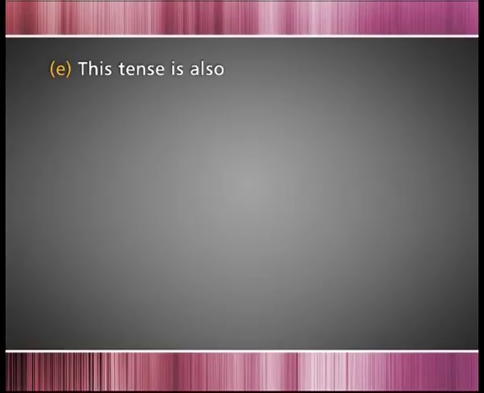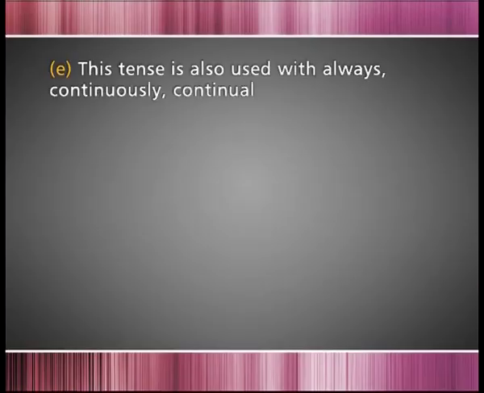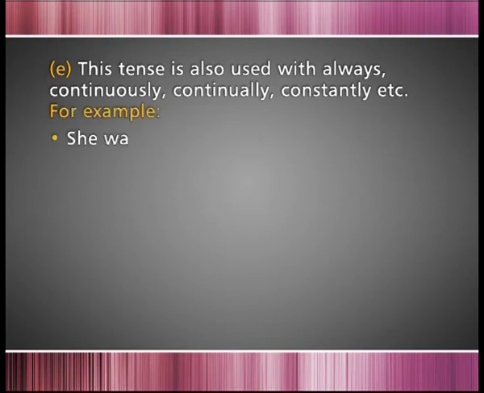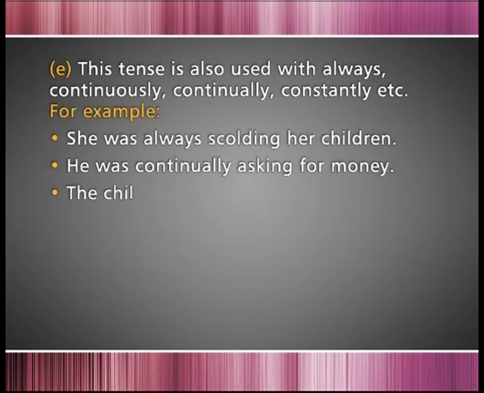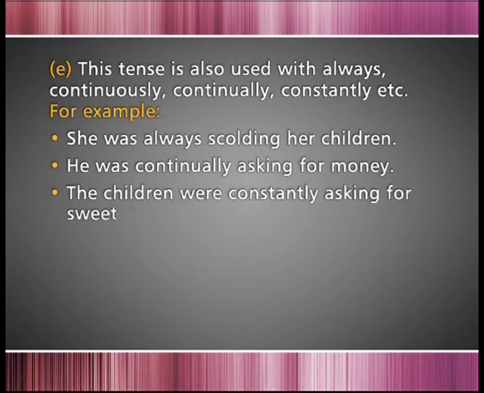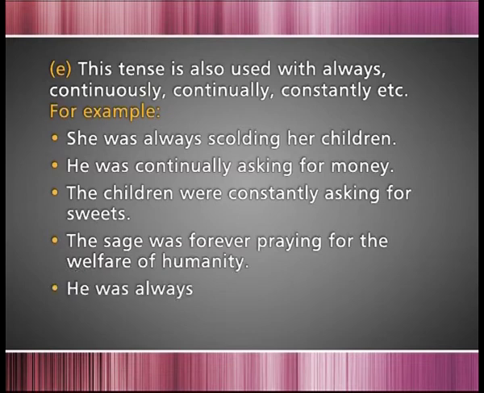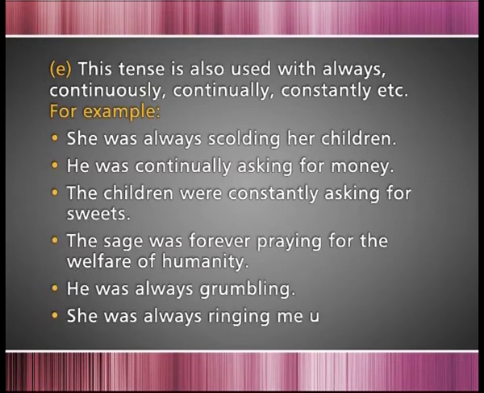E. This tense is also used with always, continuously, continually, constantly, etc. For example, she was always scolding her children. He was continually asking for money. The children were constantly asking for sweets. The sage was forever praying for the welfare of humanity. He was always grumbling. She was always ringing me up. In this type of sentences, the adverbials always come after the helping verbs was or were.